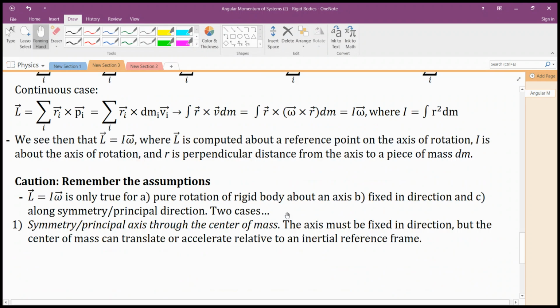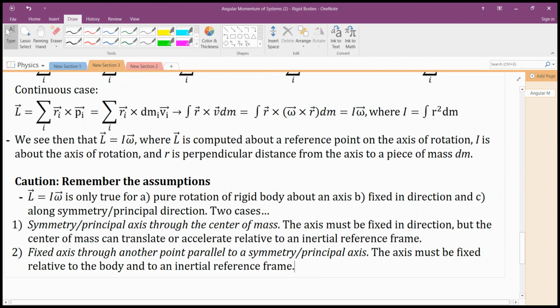The first case is when the axis of rotation is through the center of mass and is itself a symmetry or principal axis. In this case, the axis needs to be fixed in direction per our assumptions, but the center of mass can translate or accelerate relative to some other inertial frame of reference. It's totally fine for it to do that. L equals I omega will still be true, even though the body is not undergoing pure rotation in another reference frame.